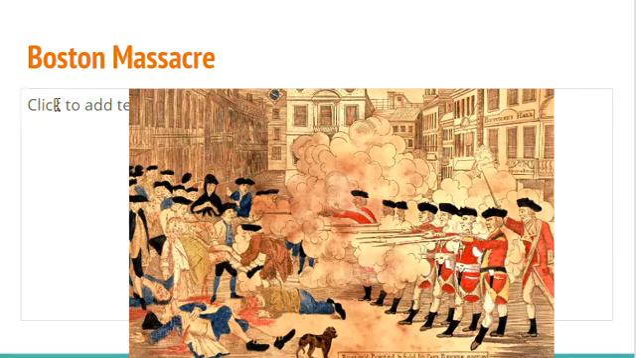And this is a picture you're going to see a lot. It is a picture of the Boston Massacre. The guys in the red suits over here are British soldiers, and they're shooting into the crowd of protesters.